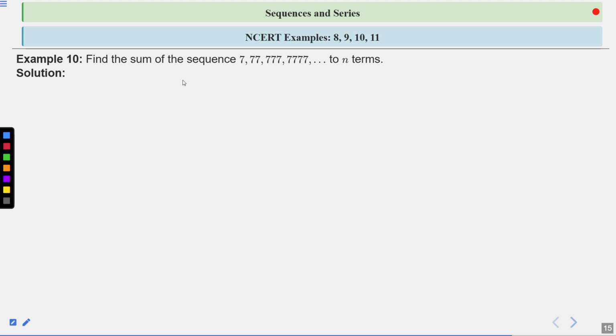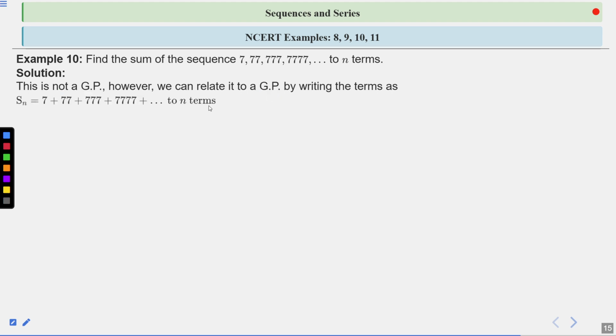So solution. This is not GP, but however we can relate it to a GP by writing the terms as, so what we want is sum of first n terms. So Sn is simply 7 plus 77 plus 777 plus 7777 and so on till n terms. So what we are doing is taking 7 by 9 common. Now we have the right hand side as 7 by 9 times 9 plus 99 plus 999 plus 9999 and so on up to n terms.